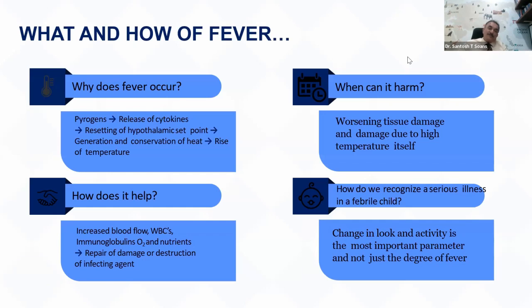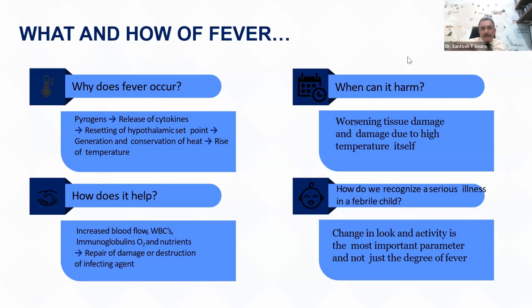First and foremost, we should know why the fever occurs. When some germs, for example a virus or bacteria, come into our body, the pyrogens release cytokines. The cytokines go to the brain and cause the hypothalamus to set at a higher point. Otherwise, as soon as the fever goes up, our hypothalamus makes sure it is reduced. So what happens is there is generation of heat and also conservation of heat, which leads to a rise in temperature.